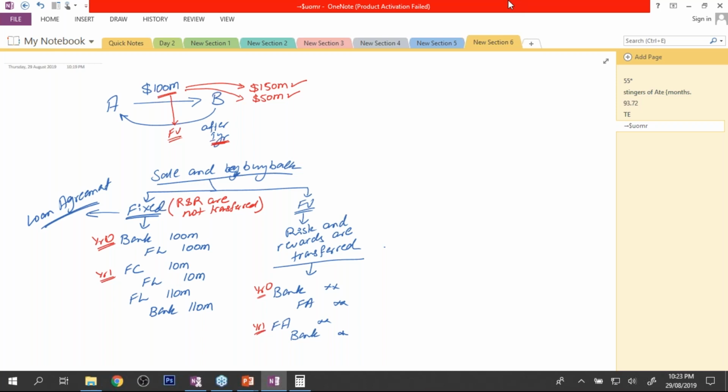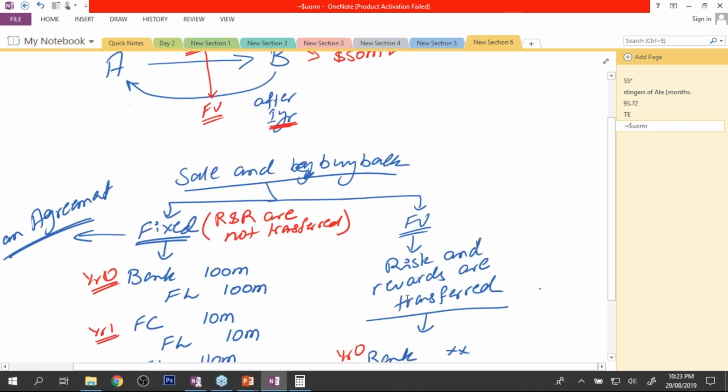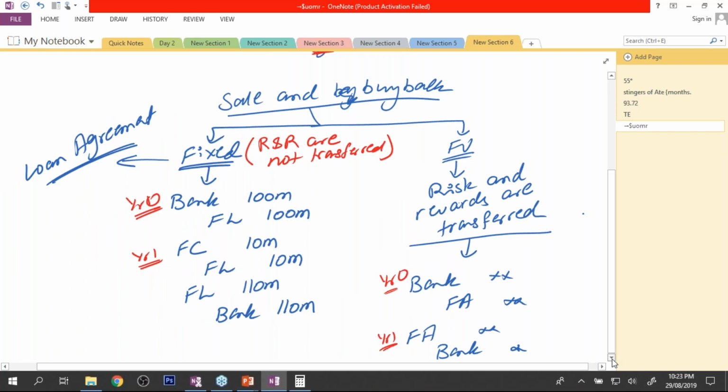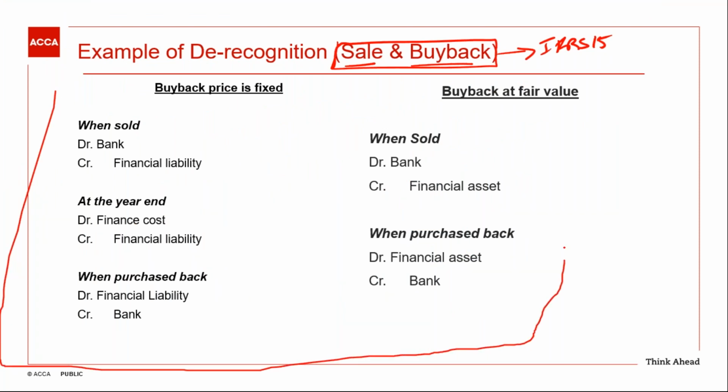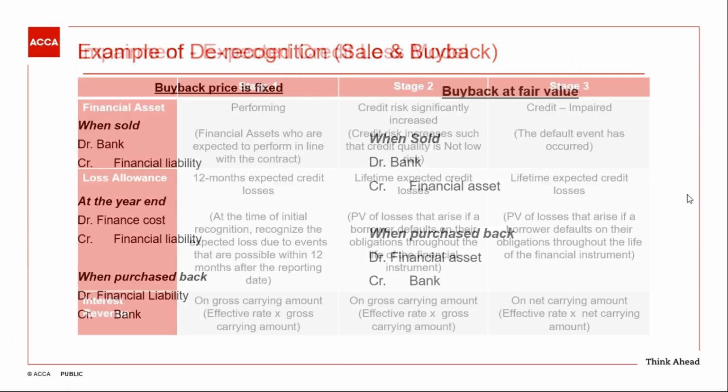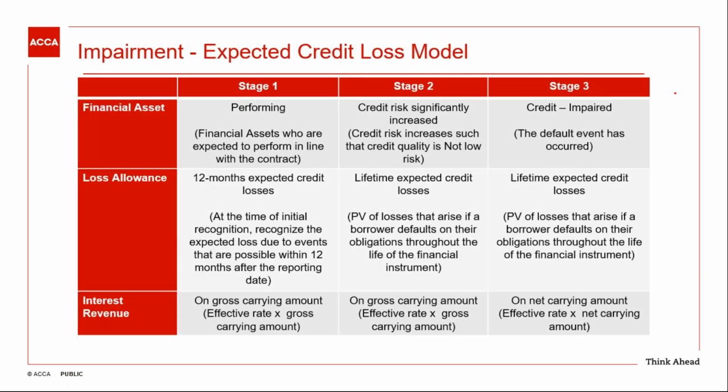So in case of derecognition, we need to check whether the risk and rewards have been transferred or not, and then we decide the accounting accordingly. These are the entries that we have already just discussed on the OneNote. So let's move on to the next slide, which relates to impairment. When we talk about impairment, we have an expected loss model for IFRS 9.